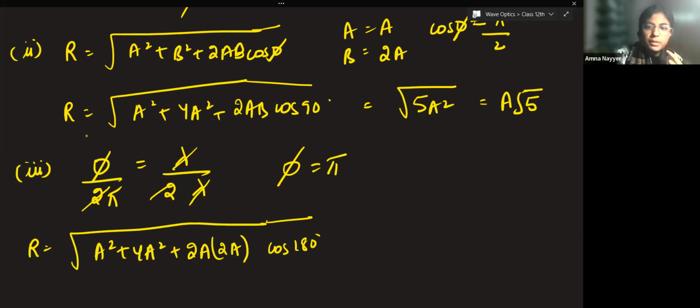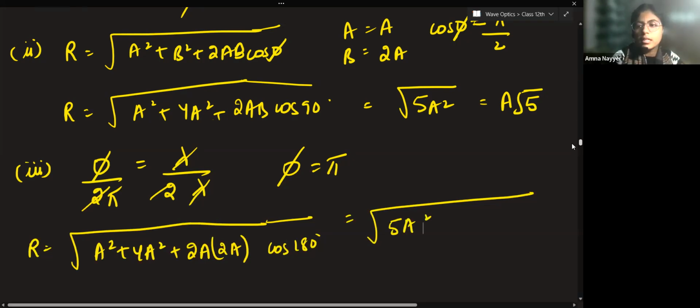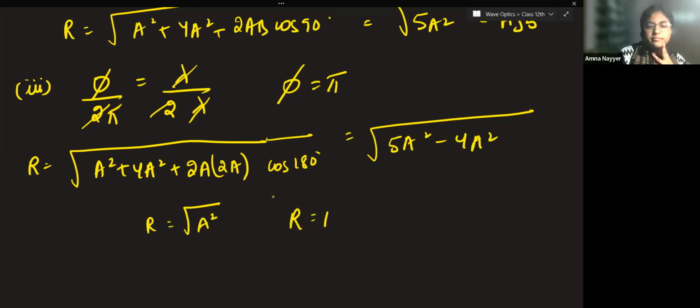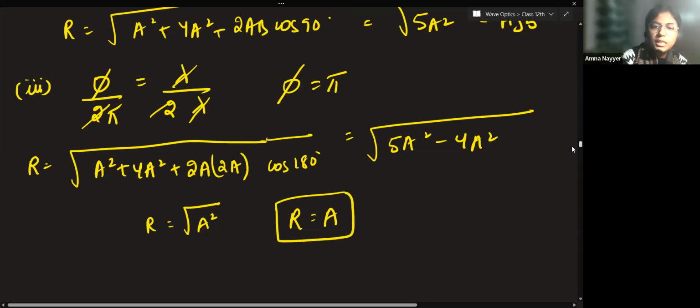So this will be 5A square. Here we have 4A square minus 4A square. That will be under root A square only, right? So that will be A. All right, class, note it down.